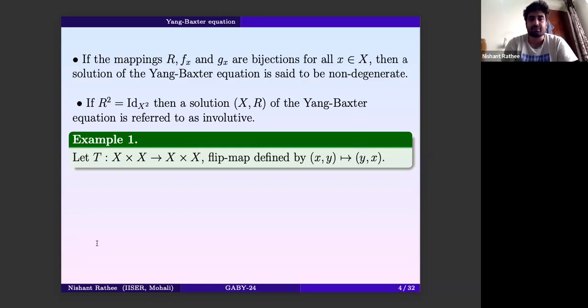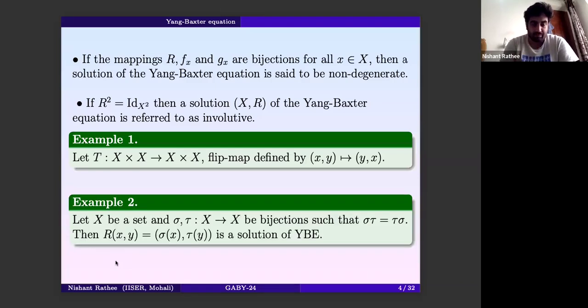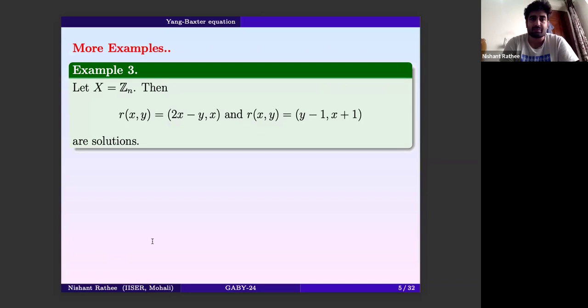So let's see some examples. Consider the flip map on any set. Then it is a solution of the Yang-Baxter equation. Of course, this is not non-degenerate, but it is a solution. Suppose you have a set X and two bijections sigma and tau from X to X such that sigma tau is equal to tau sigma. Then the map R(x,y) going to (sigma(x), tau(y)) is also a solution of the Yang-Baxter equation.